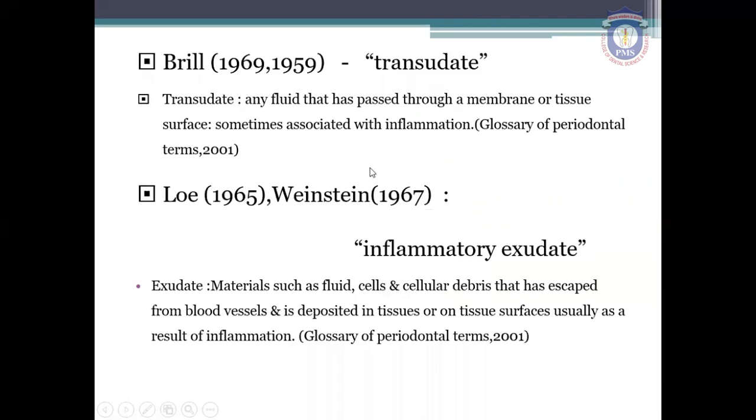So, what is this GCF? According to Brill, it is a transudate, that is, any fluid that has passed through a membrane or tissue, and sometimes it is associated with inflammation. According to Lowe and Weinstein, it is an inflammatory exudate, that is, material such as fluid, cells, or cellular debris that has escaped from blood vessels and is deposited in tissues or tissue surfaces. That is also as a result of inflammation.